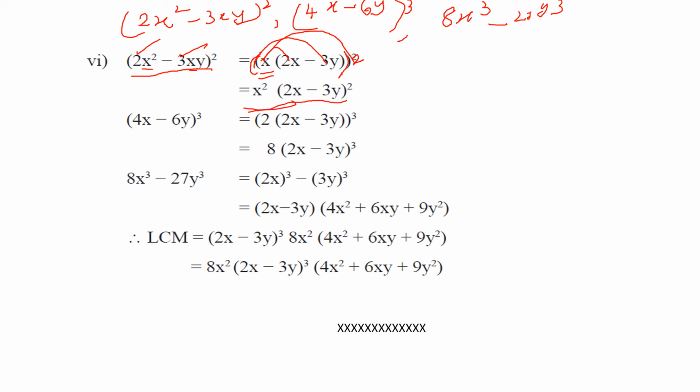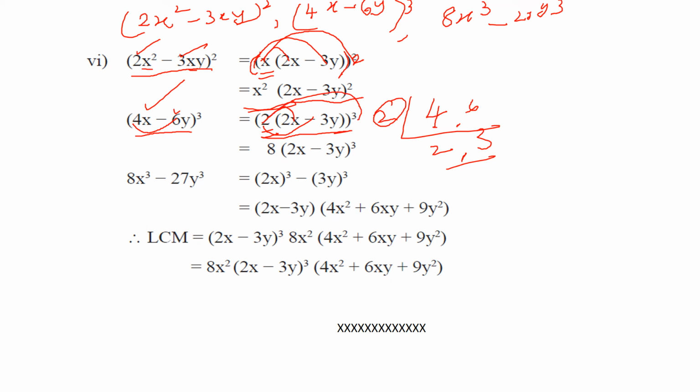This is the factor. Next one, 4x minus 6y whole cube. We take 4 and 6, which are common, 4 comma 6. Taking the common means just the GCD only. So here 2 comma 3 are different, so the GCD is 2. So take 2 common, and inside the bracket, 2 into 2x is 4x minus 2 into 3y is 6y, whole cube. And here also you expand that. 2 cube is what? 8 into 2x minus 3y whole cube. This is the factor for this.